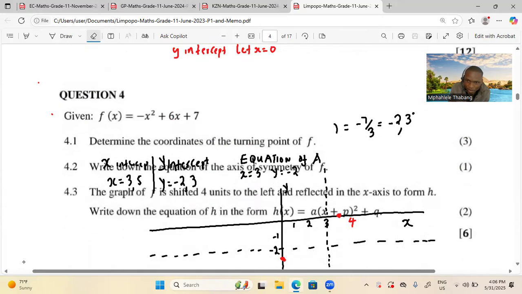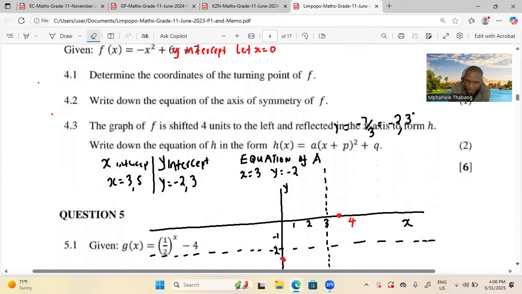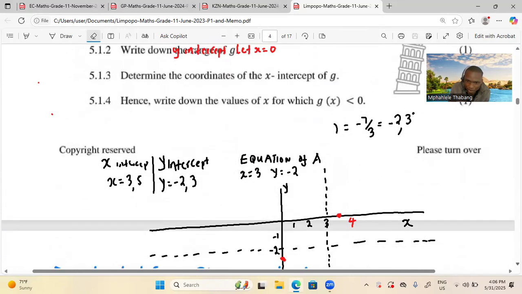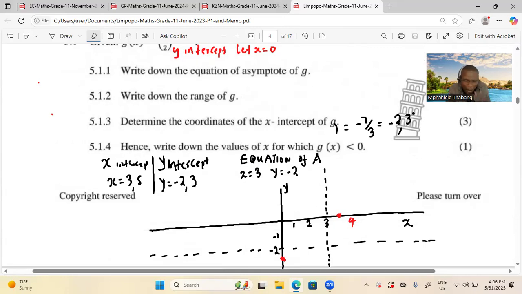I'm running. Okay, let me do this because I needed a nice space to show this graph. The graph will go like this. This point cannot go and interact with this one. Remember, the graph cannot pass through the asymptote. So my graph will come here and approach this asymptote, get closer to this asymptote and also get closer to the other asymptote.